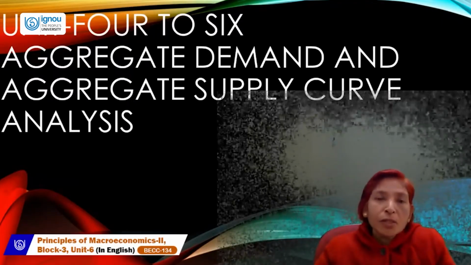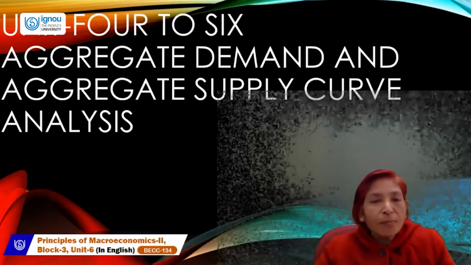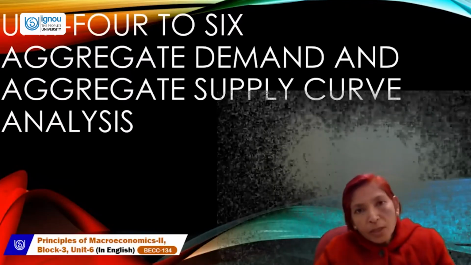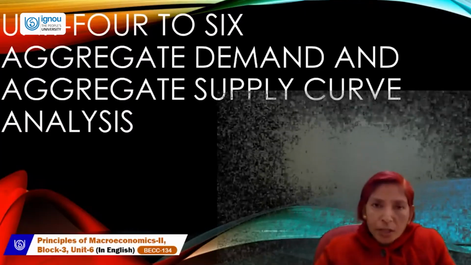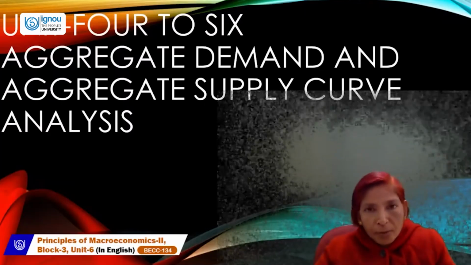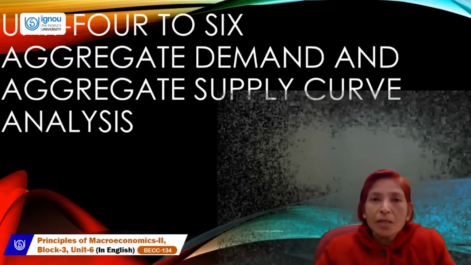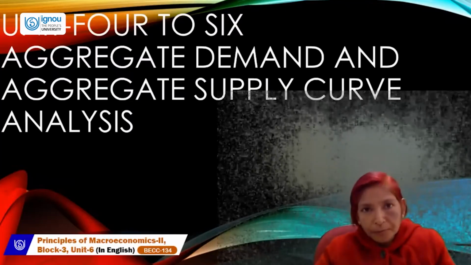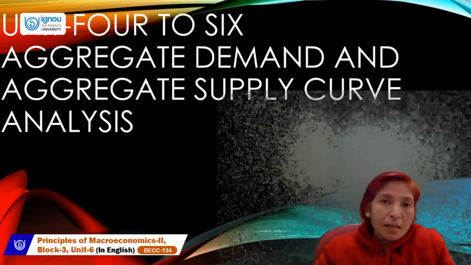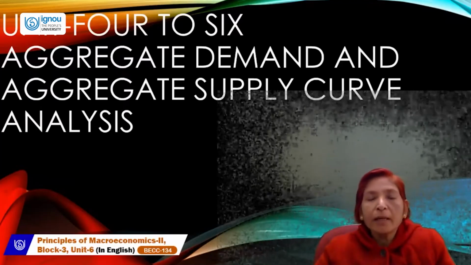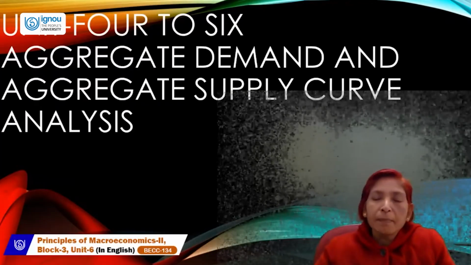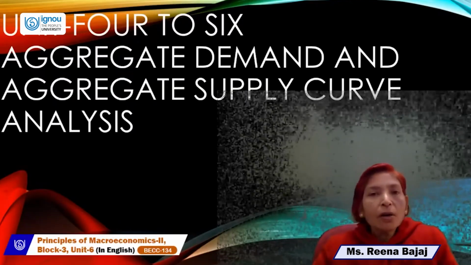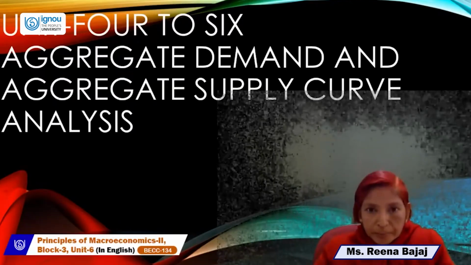And in the next unit, we have discussed balance of payments and foreign exchange rate. In another unit, we have discussed inflation, various types of inflation, and the relationship between inflation and the Phillips curve. And in the last session, we have discussed aggregate demand and aggregate supply, GDP and price level in the short run and in the long run.